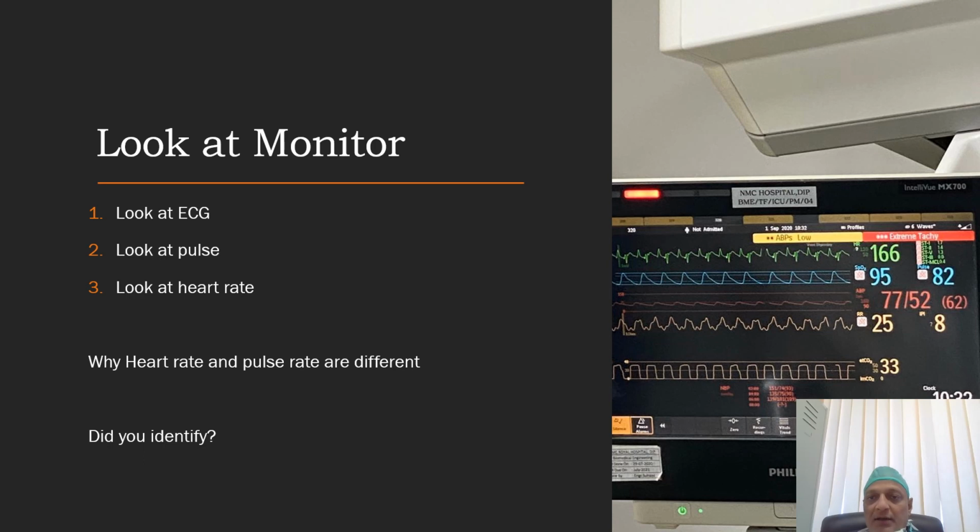Now look at this cardiac monitor where you can see heart rate is 166, saturation is 95%, and this 82 is the pulse rate which is sensed by the pulse oximeter. This is invasive blood pressure 77 by 52. This is respiratory rate and this is EtCO2. So here, why is there a difference between pulse rate and the heart rate? Did you identify the problem?